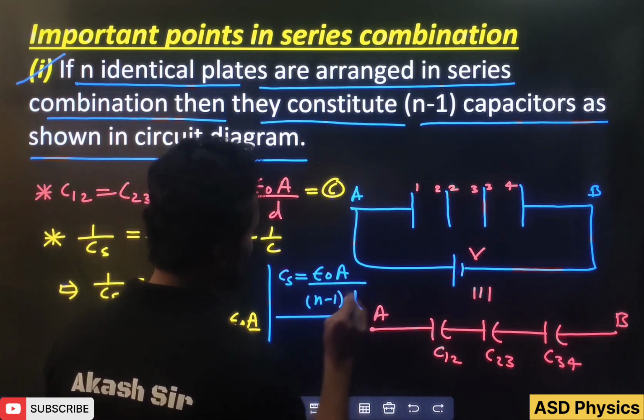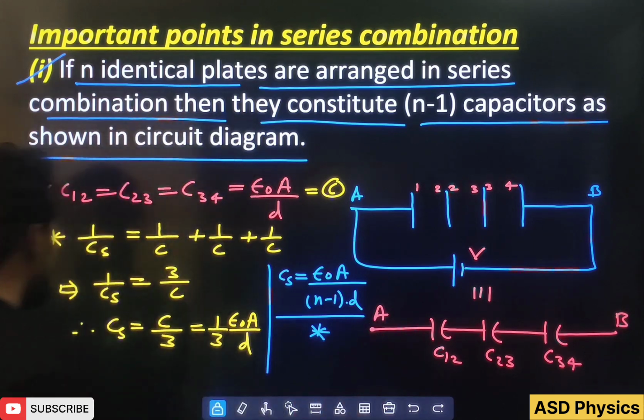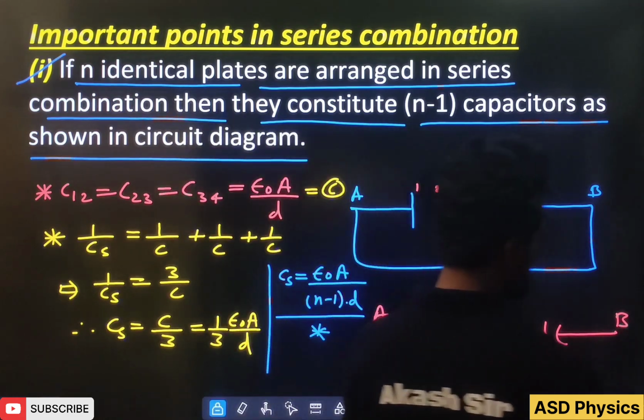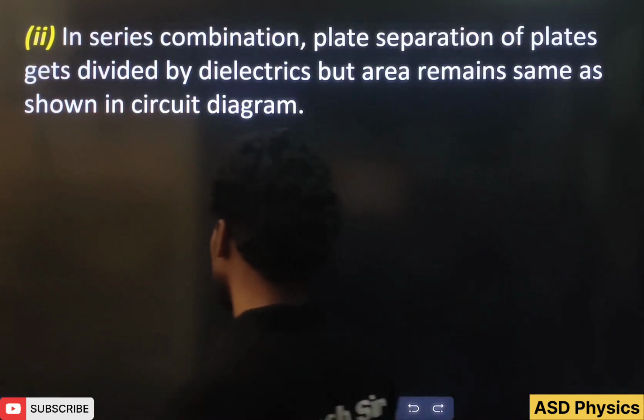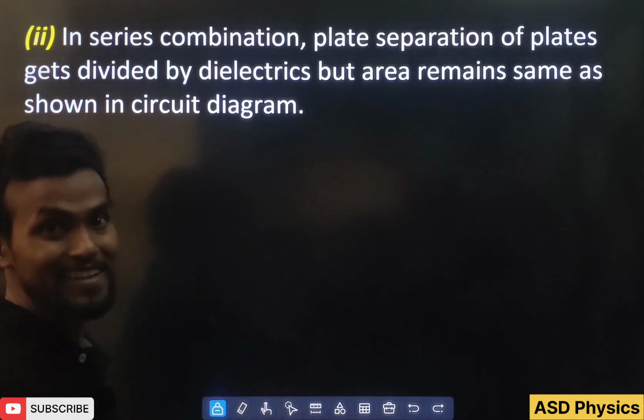This formula, kindly remember that. This is the formula. See very well: when N plates are connected in this manner, how many capacitors will form? N minus 1 capacitors will form. Okay, great. Now let's move to the next one.